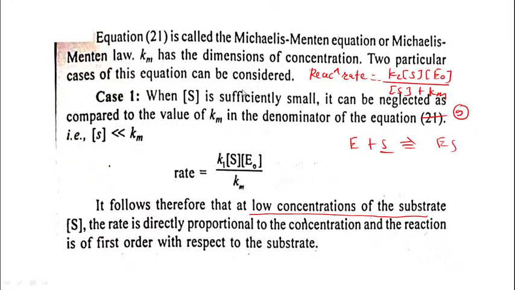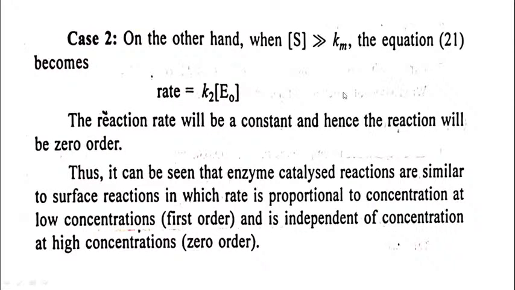You can see Km becomes very small here as compared to this. So this can be neglected. So this gets cancelled here. So it is K2 into E0. The reaction rate will be constant, and hence the reaction will be zero order.